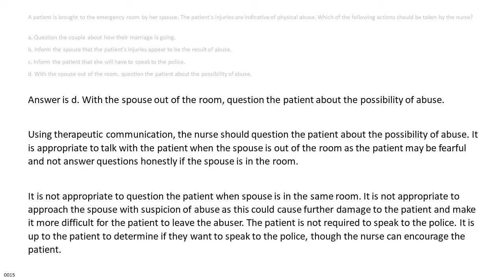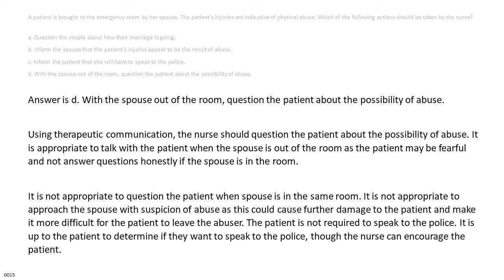Answer is D. With the spouse out of the room, question the patient about the possibility of abuse. Using therapeutic communication, the nurse should question the patient about the possibility of abuse. It is appropriate to talk with the patient when the spouse is out of the room, as the patient may be fearful and not answer questions honestly if the spouse is in the room. It is not appropriate to question the patient when the spouse is in the same room.